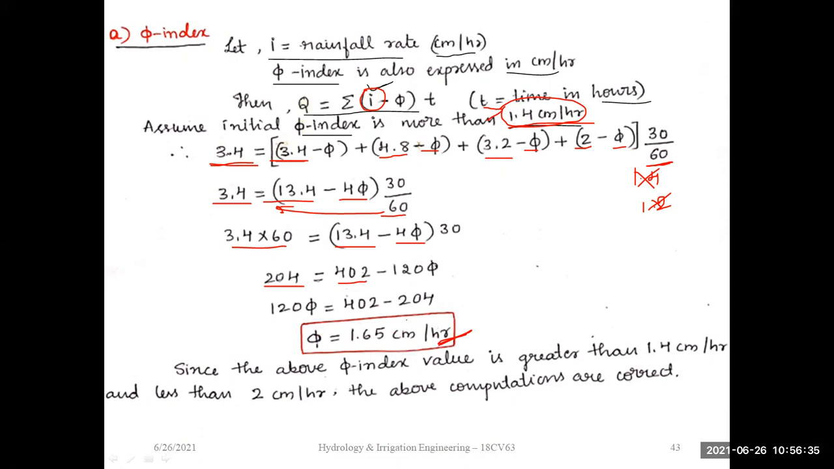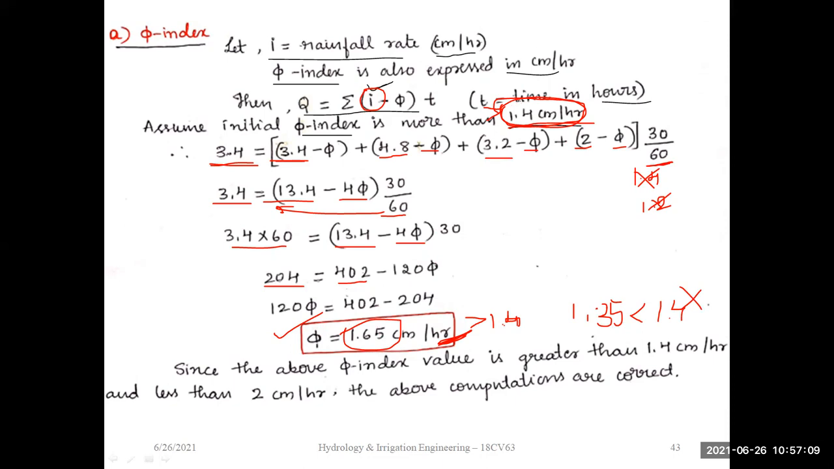So here I'll tell you, see here, what is the answer we got? We got it as 1.65 centimeter per hour. So if you see, the initial phi index value should be more than 1.4. So this value is more than 1.4. Yes, right? So whatever the answer you got, this is the correct answer. By any chance, if you got 1.35 instead of 1.65, which is less than 1.4, okay, so that is a wrong answer.